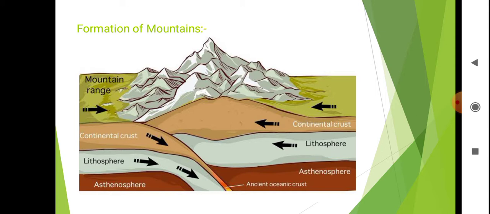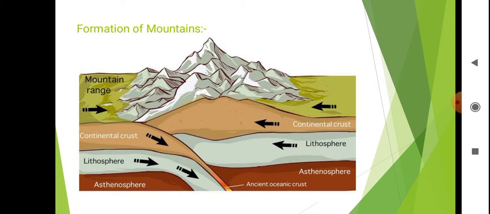Folding is a process that produces folds or bends in rocks due to compressional force. Okay, folding mountain, this is a process of folds, bends in rock. That means these mountains fold and bend. Faulting is a process that leads to the fracturing of rocks due to the stretching of rocks. In faulting, rocks fracture and these mountains develop.